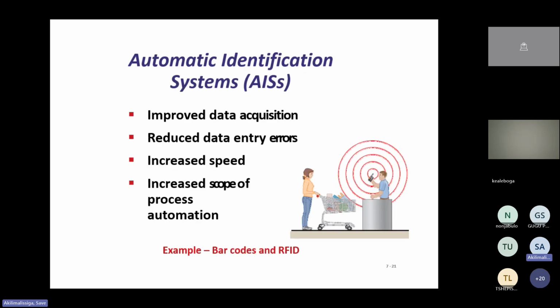So that takes us to automatic identification systems. So here we have some descriptions, but we're going to illustrate this concept with some examples so that we can relate to it much better. It's an improved data acquisition.